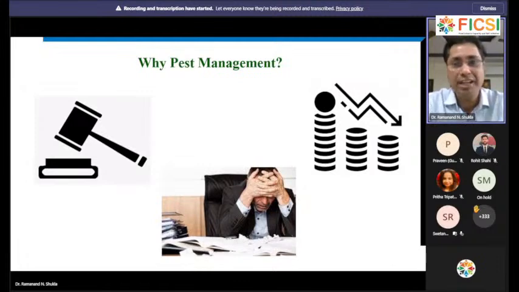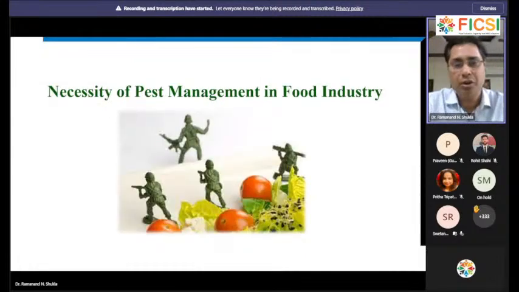So it's not only that we are dealing with pests, but basically what pest managers try to do is to safeguard the reputation and health of the people. Now, the necessity of pest management in the food industry, as I said, it becomes part of the PRP. It becomes an integral part of your food safety program.